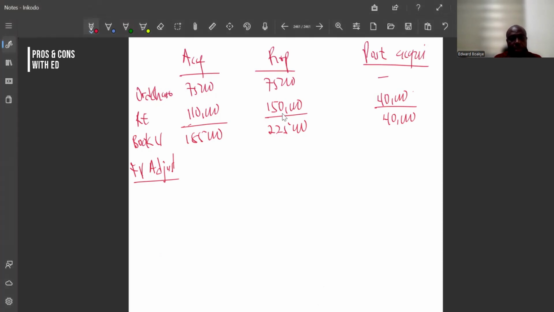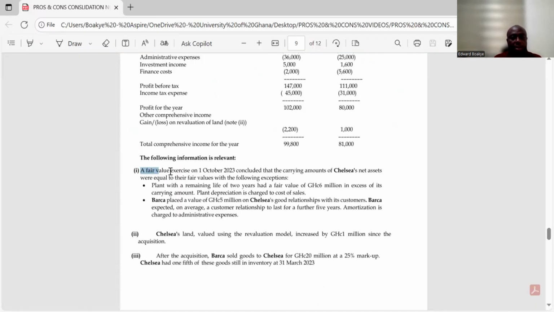Okay. So if you read our first note, what are they saying? The fair value exercise on 1st October 2023 concluded that the carrying amount of Chelsea's net assets were equal to their fair values, with the exceptions of what? So the exception is that one, plant with a remaining life of 2 years had a fair value of 6 million in excess of the current amount. So whatever Chelsea gave to Barca, there was a certain plant which had a fair value in excess.